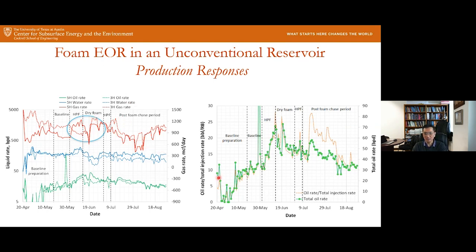In terms of oil production, you can see there is an increase during and also after the foam pilot. But I would say it is more meaningful if you plot the oil production rate normalized to the total injection rate, so we're talking about the utilization ratio. This is the baseline, where the ratio is about 10, but during the foam injection, we could uplift the utilization to 25.